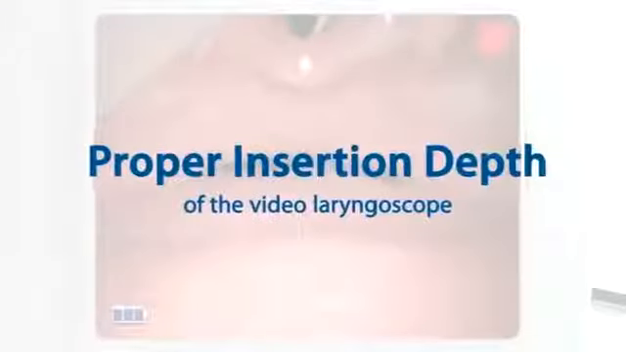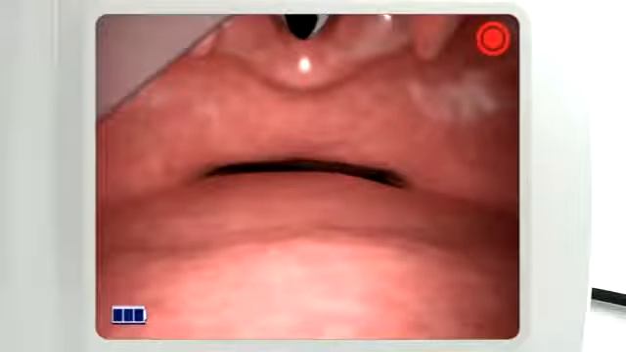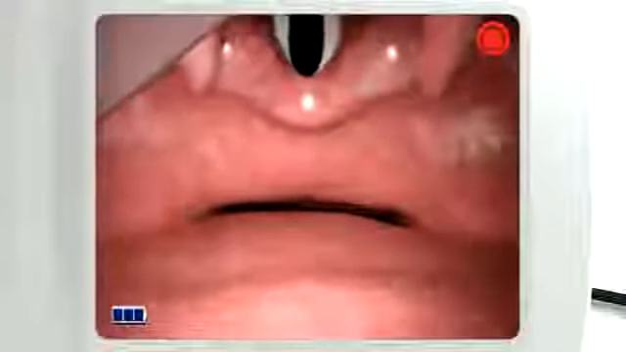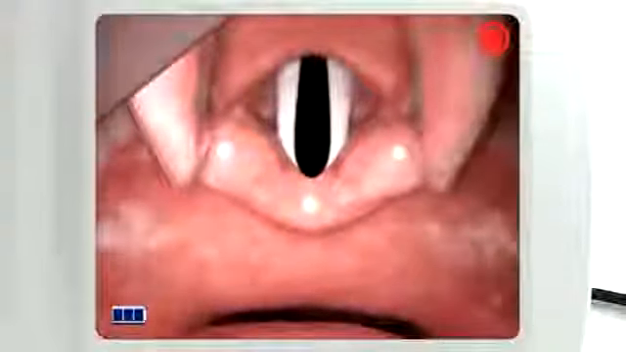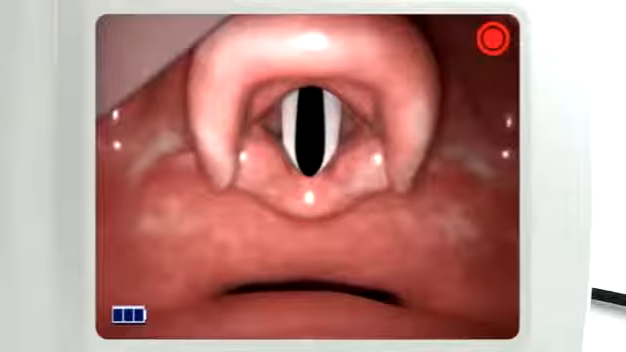A common challenge for clinicians trained in direct laryngoscopy is placing the GlideScope videolaryngoscope too deep in the mouth and applying too much lift force. If you're seeing the esophagus instead of the cords, pull the GlideScope back slightly, about 1 to 1.5 centimeters, and then create a slight lift to obtain the glottic view.